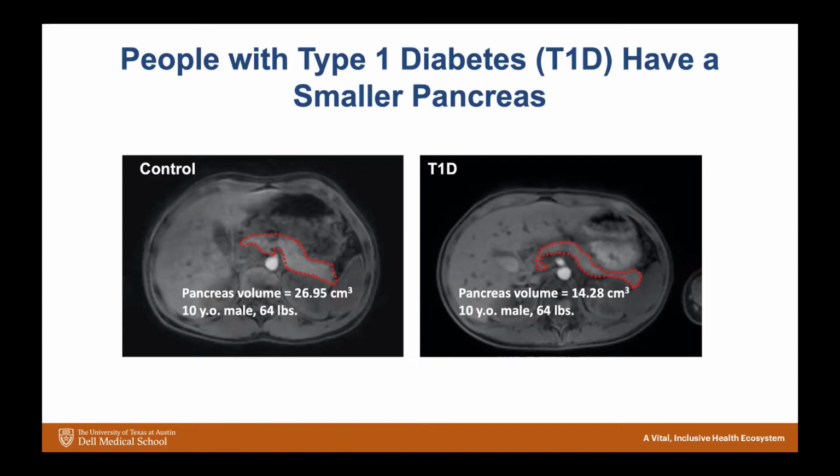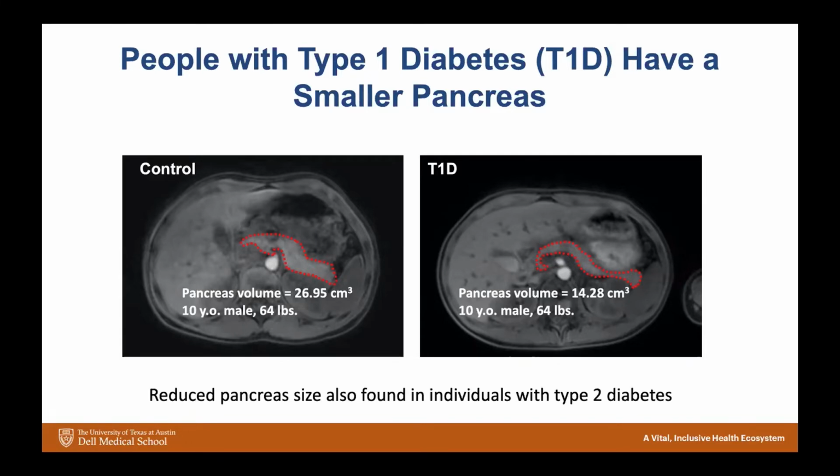But just like the boy on the left, the control individual, where we summed up his pancreas volume, we can do the same for somebody with type 1 diabetes. And you can see that the pancreas size is much smaller. So same age, same weight, but the pancreas size is almost half as much, right? It's only about 14 milliliters versus 27 milliliters for this boy on the left. So pancreas size is markedly smaller in these individuals who have new onset type 1 diabetes.